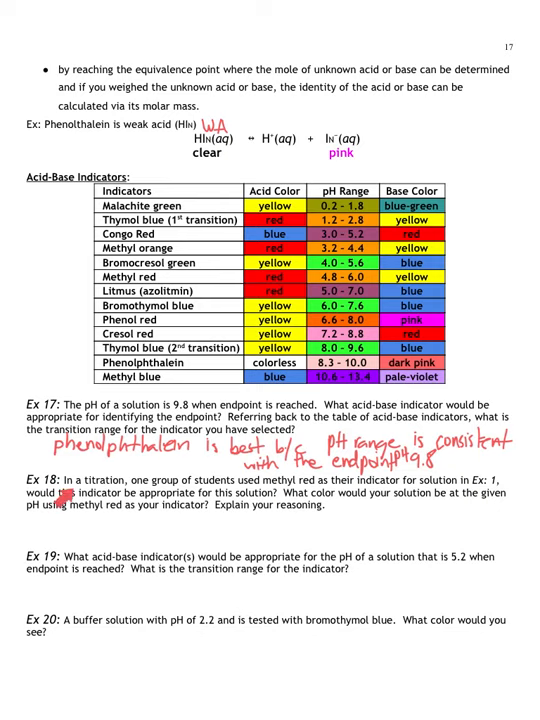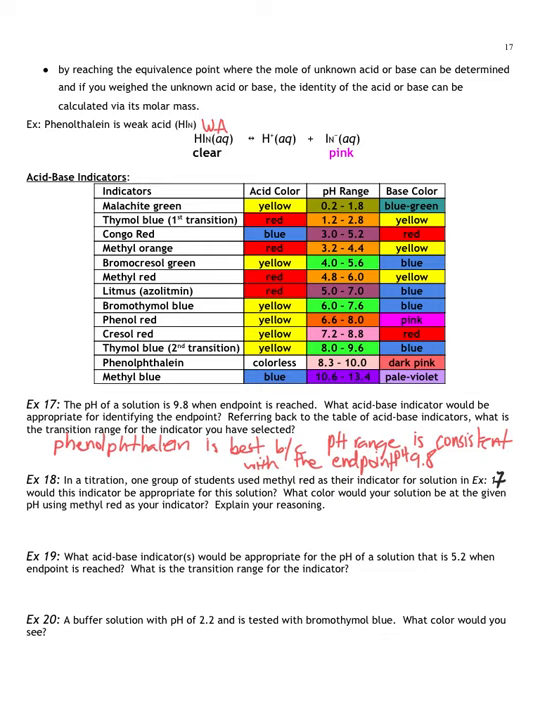In example 18, in a titration, one group of students used methyl red as the indicator. That should say example 17. Could this indicator be appropriate for the solution? So I'm going to go to methyl red on the chart and see if that would be appropriate. No, it wouldn't be. So what color would you expect at that pH? At 9.8, methyl red is on the base end, so it's going to be turning yellow. So the color would be yellow in the end.